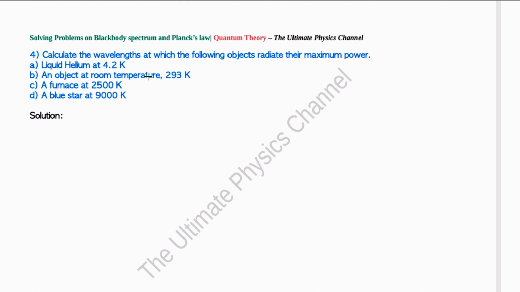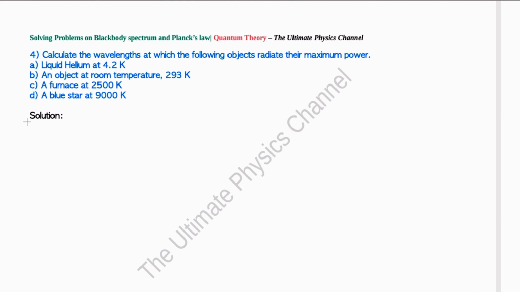Right. Calculate the wavelengths at which the following objects radiate their maximum power. The first one is liquid helium, which is at 4.2 Kelvin. The second one is an object at room temperature, which is taken to be 293 Kelvin here. The third is a furnace at 2500 Kelvin, and the fourth is a blue star at 9000 Kelvin. So we have been given 4 different temperatures of 4 different objects, and we have been asked to calculate the wavelength at which these objects would radiate their maximum power.